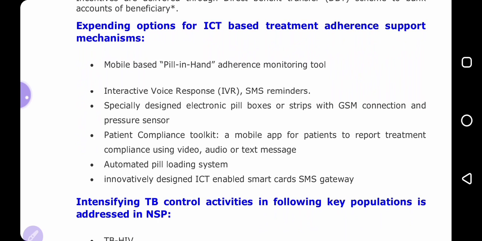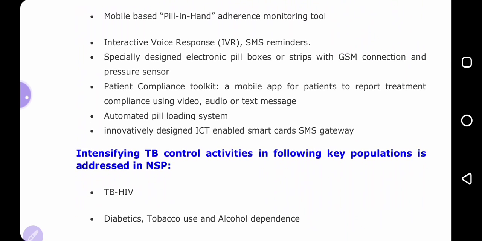available to the TB patients in the form of mobile based pill in hand, interactive voice response, SMS reminder, specially designed electronic pill boxes or strips with GSM connection and pressure sensor, patient compliance toolkit, mobile app for patient to report treatment compliance using video, audio or text messages, and automated pill loading system and innovatively designed ICT enabled smart card SMS gateway. So you should know briefly about this system, with regard to the continuation of treatment of TB patients. These facilities are made available to TB patients.